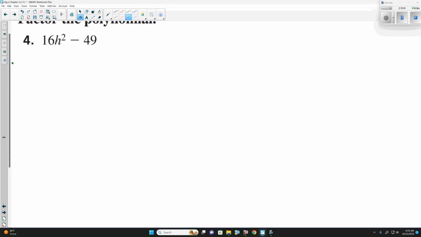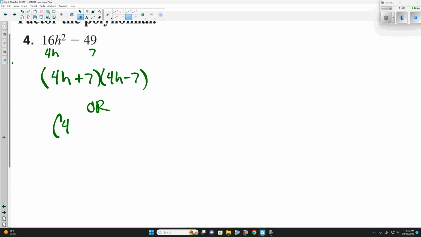16h squared minus 49. 16h squared. 16 is a perfect square. It's 4 and 4. h squared is, well, h and h. 49, 7 and 7. So we can say this is what? 4h plus 7 times 4h minus 7. The order in which we write it doesn't really matter. We can have 4h minus 7 times 4h plus 7, or 4h plus 7 times 4h minus 7.